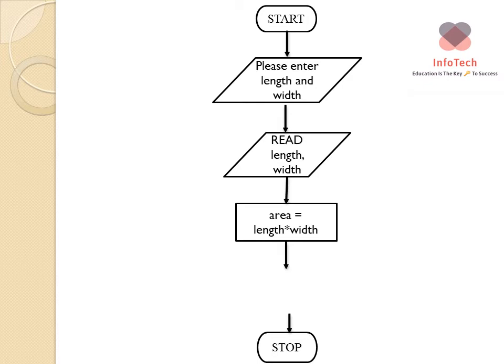And note, for calculations in algorithms, we do not use the normal multiplication sign that you would use in mathematics. We use an asterisk for the multiplication sign. And finally, you'll print your results, which will print the area. And why do we print the area? Because that variable is used to store the information from the calculation that was done in the processing symbol, in the processing box.